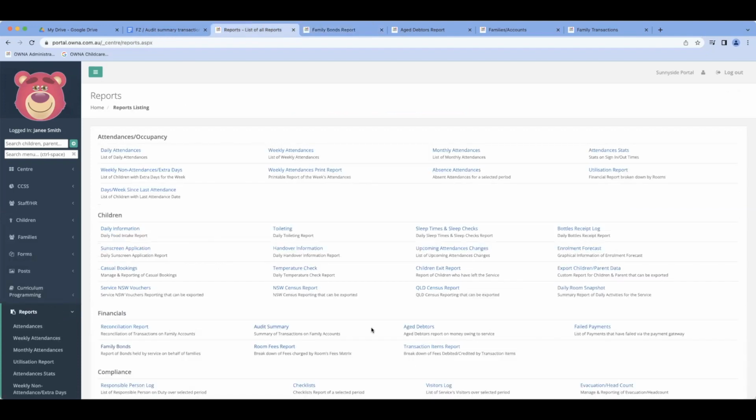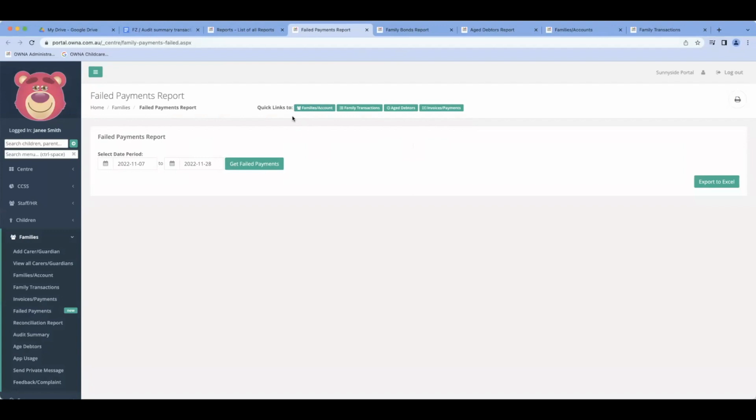What else have I got here? Aged, as I briefly went through, we've got failed payments as well. So that's another useful one. That's for any rejected payments or payments that didn't actually get processed. If you do have a rejected payments process in place, you make sure family accounts' outstanding amounts don't keep accumulating. So what you can do is run your date range. This won't have any data, but if your centre did have rejected payments, it would show up here as to which families or which payments got rejected.